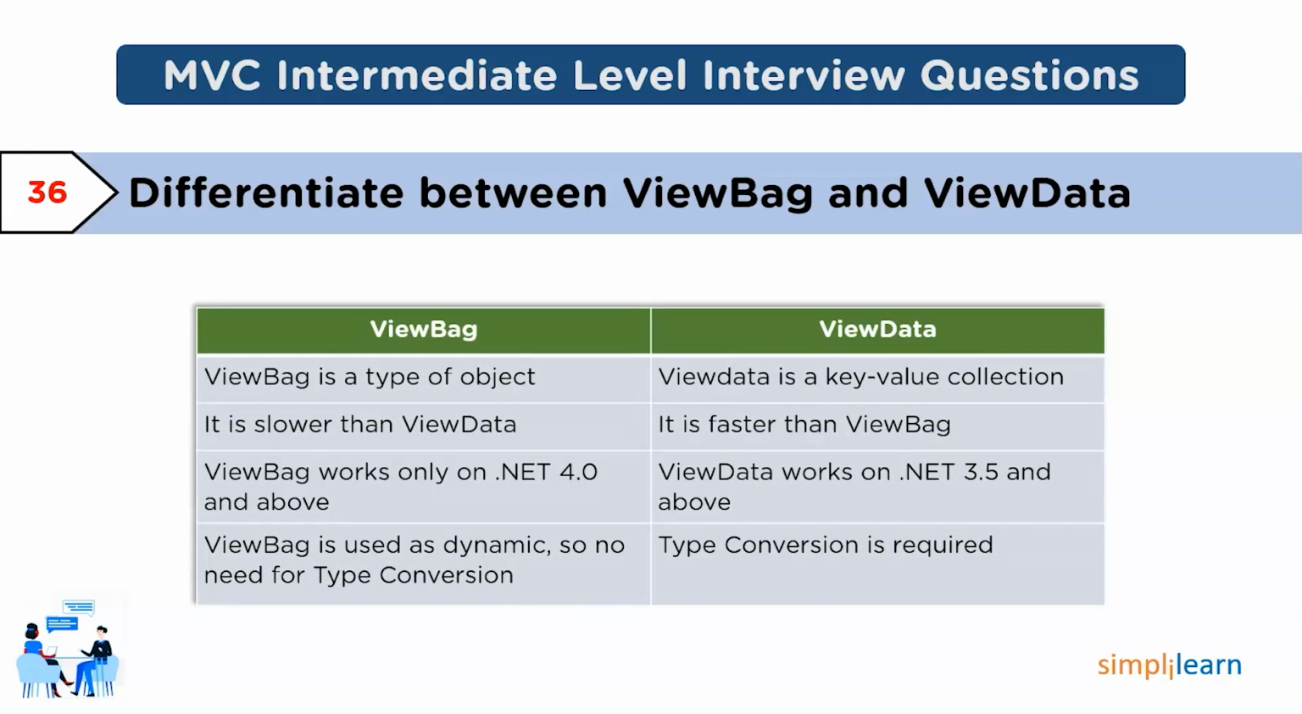View bag is slower than view data, and view data is faster than view bag. View bag works only on .NET 4.0 and above. View data works on .NET 3.5 and above. View bag is used as dynamic, so there is no need for type conversion, whereas in view data, type conversion is required.